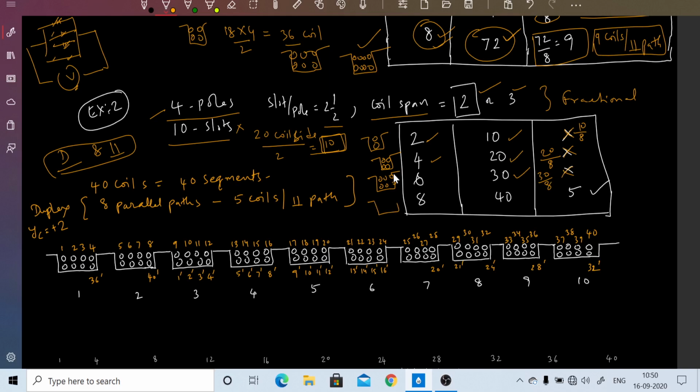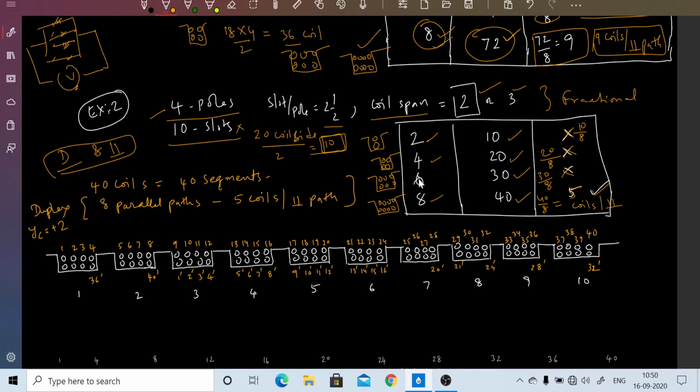And finally, in case of 8 coil sides per slot, 10 slots are there. So 80 coil sides divided by 2 gives me 40 coils on the armature, and 40 coils can now be divided into 8 parallel paths with 5 coils in each parallel path, 5 coils per parallel path. So which is a possible winding.